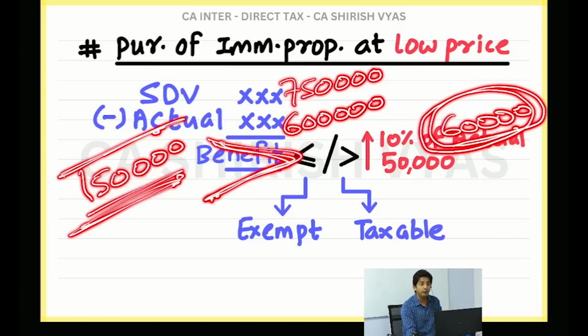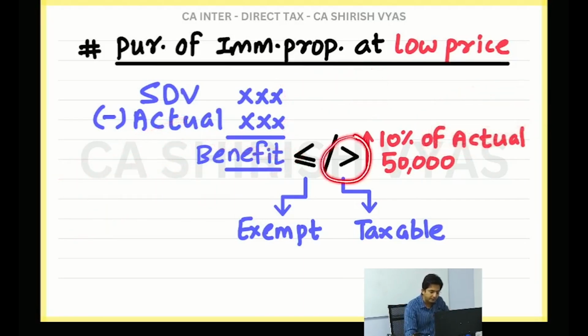But here the benefit is 1,50,000, which is greater than 60,000. So the benefit is big. See, in my theory, the greater than sign means it will be taxable. So what will be taxable? That benefit. See, tax is on the benefits.